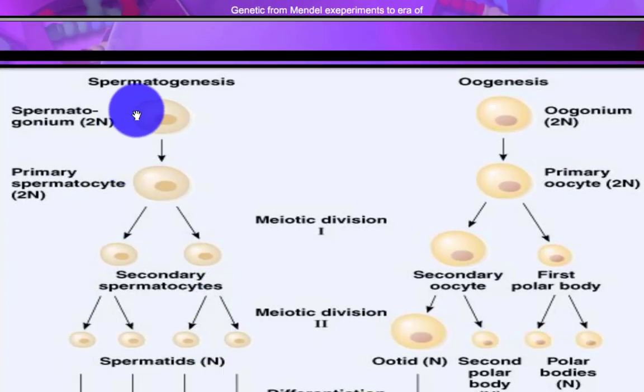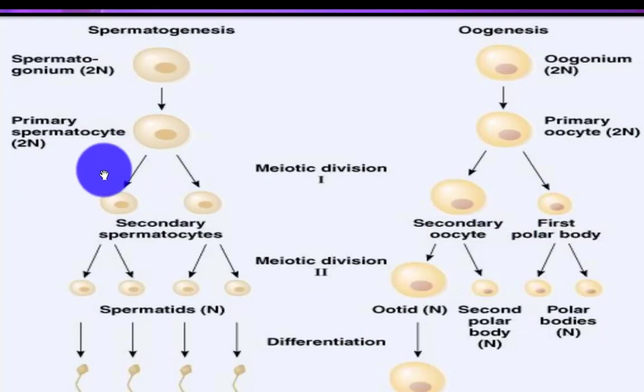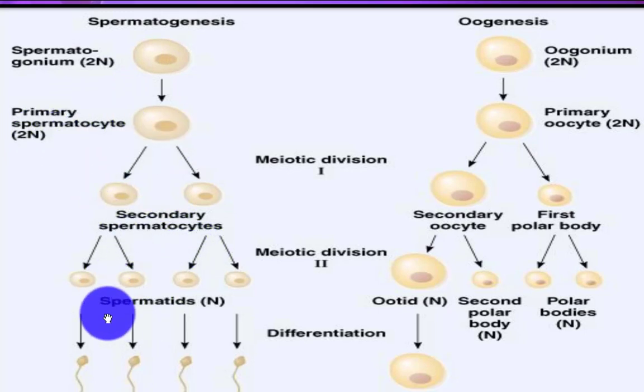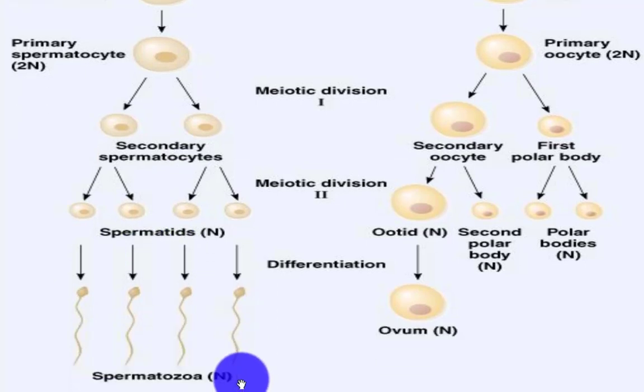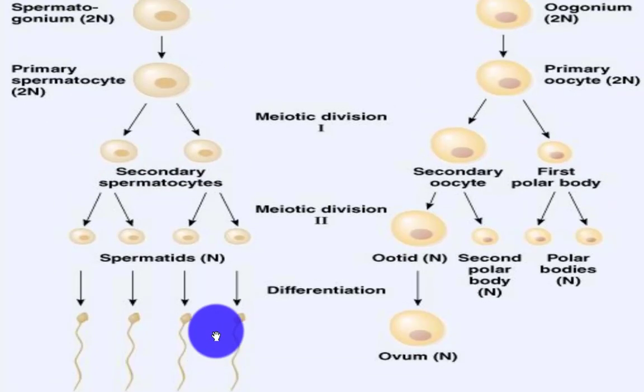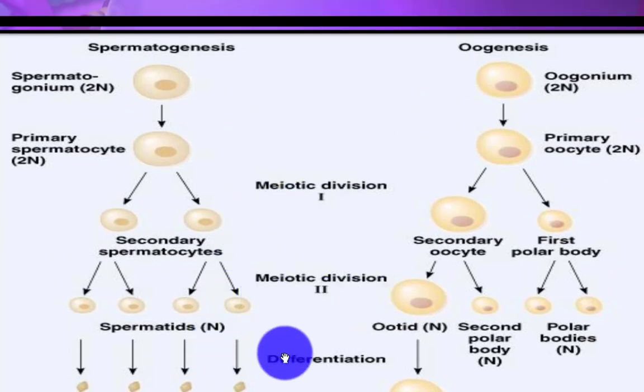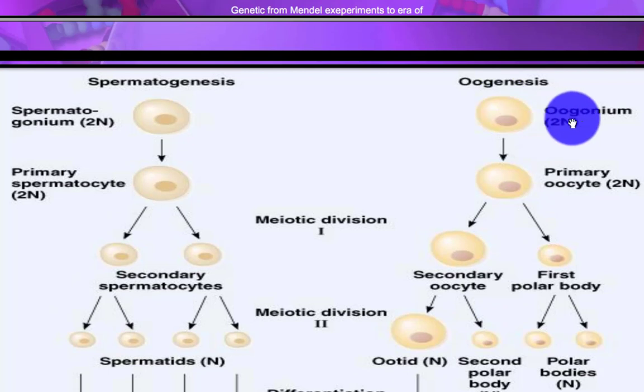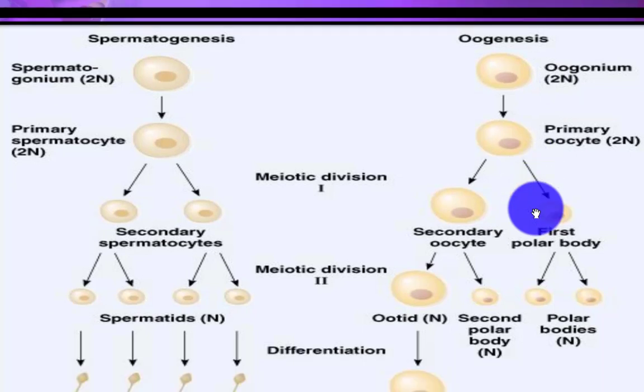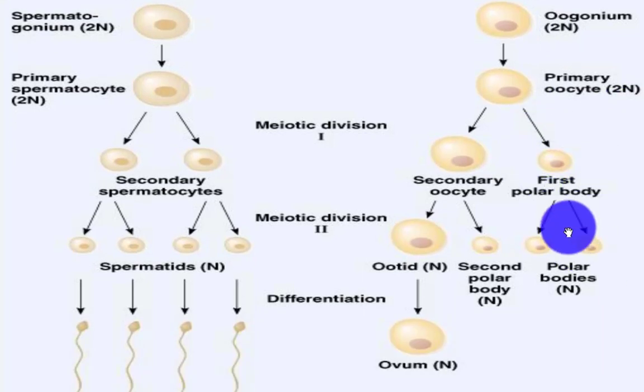Here we have spermatogenesis and oogenesis. Here the parent cell, primary spermatocytes, secondary spermatocytes, and here the spermatids in the testicle, and spermatozoa, through meiotic division and differentiation. In oogenesis, the oogonium has 2N, then the primary oocyte, 2N, the first polar body and secondary oocyte, and the secondary polar body.